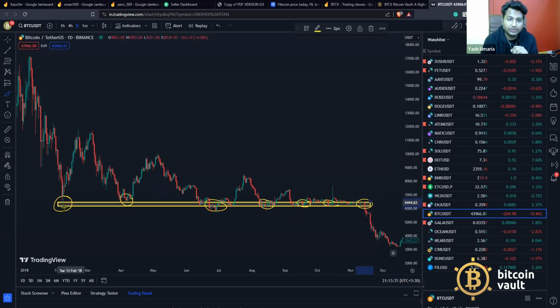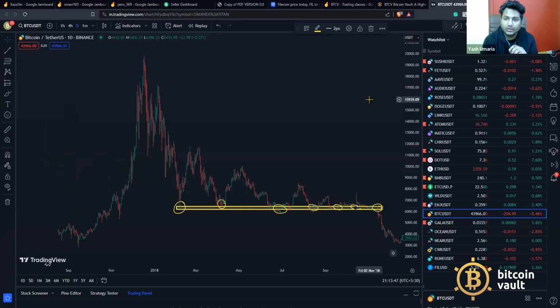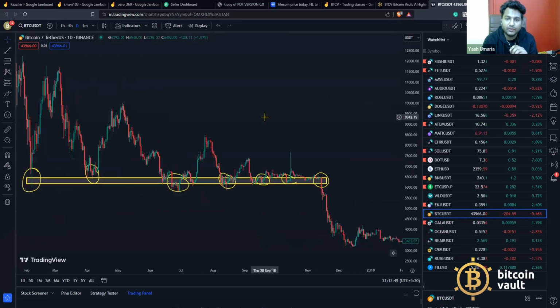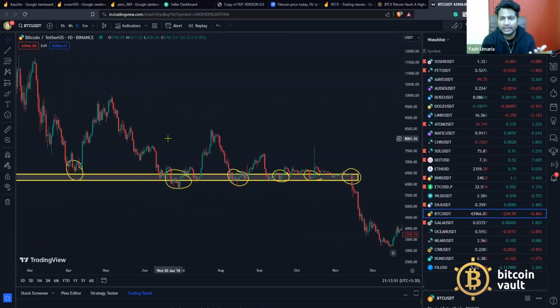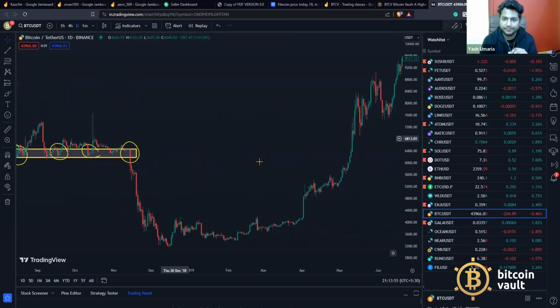But you see, with every hit, this support level is getting weaker and weaker and weaker. So with every hit, the support is getting weaker, and after maybe 3 attempts or 4 attempts or 5 attempts or 7 attempts, it will break eventually.